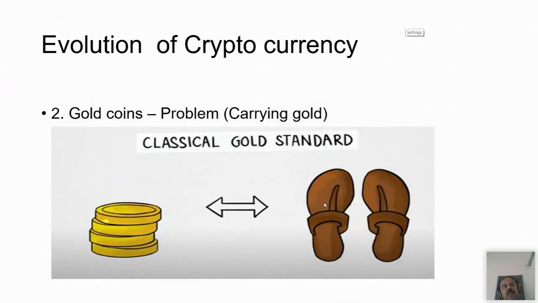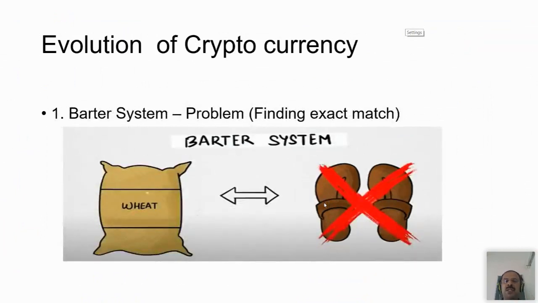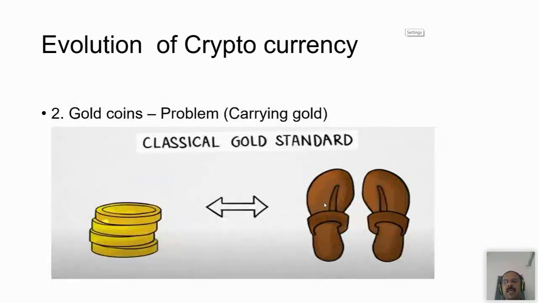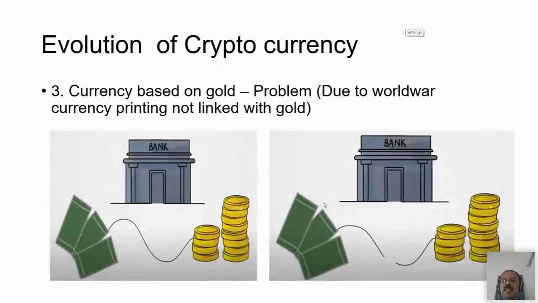And then came the gold coins, exchanging anything with gold coins. So what is the problem with each one of them? The first one is finding the exact match. The second one is carrying the gold. At this point in time it is very small, but earlier it used to be a big log of gold or something like that. And then comes the currency based on the gold.